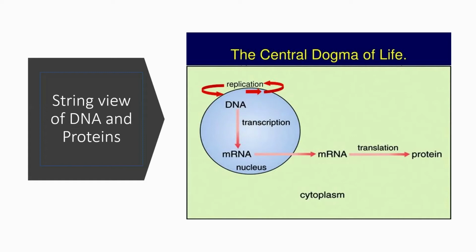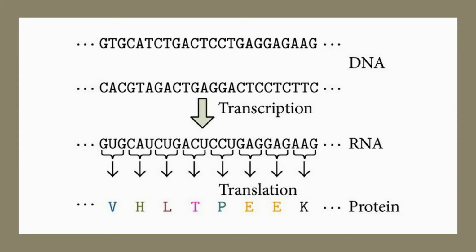So when this data is collected from the cell, it becomes DNA-oriented data and protein-oriented data. And these DNA and protein data need to be stored somewhere. So we store them in their string views. These are the string views of DNA. You can see DNA transcribing into RNA and then mRNA translating into protein.